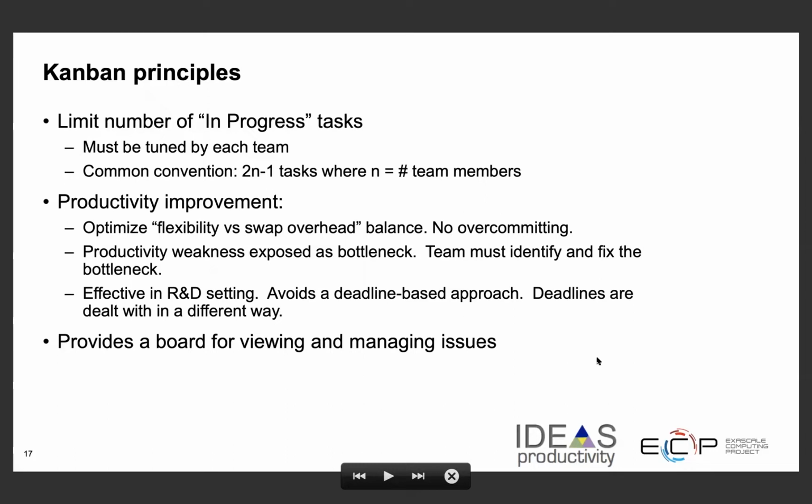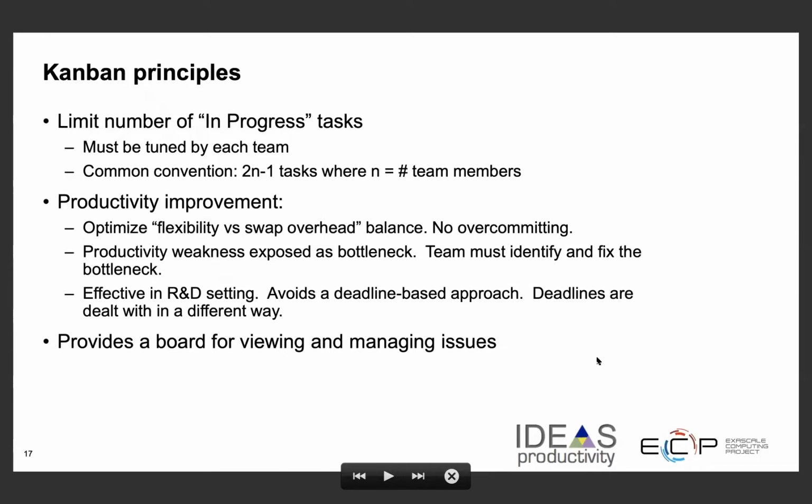So then the question of flexibility. How do you optimize flexibility versus context switching overhead that arises? And how do you make sure that your team members are not overly committed? Things of this sort become easier when you have a certain set of rules assigned to your in progress column, like 2n minus 1.